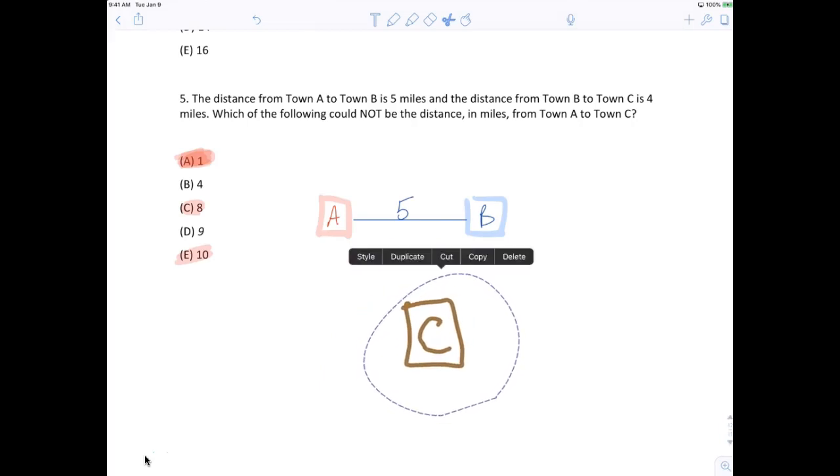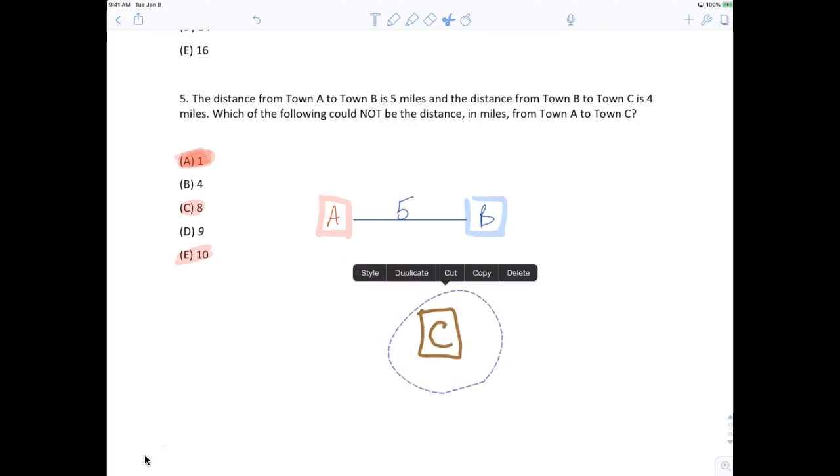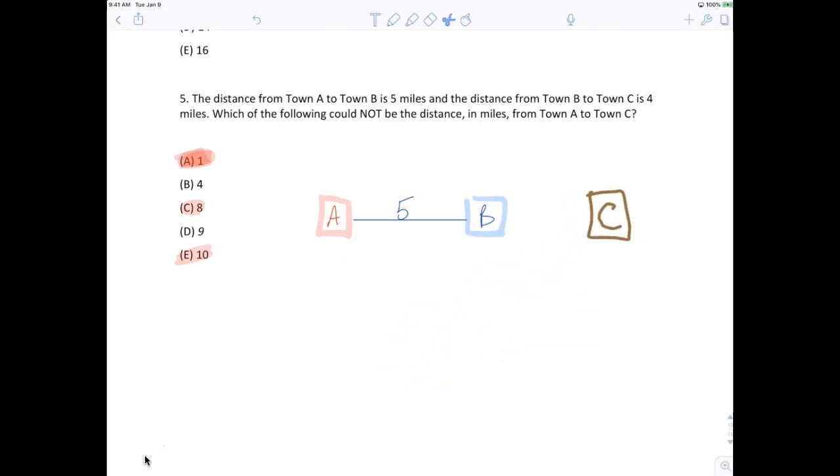C just has to be what? 4 miles away. So, is it 4 miles an hour right there? We're going to go ahead and say that's what? 4. Do you agree with that? So, this is 4. So, how far away could it be from A? Could be 9. So, it's definitely not 9.